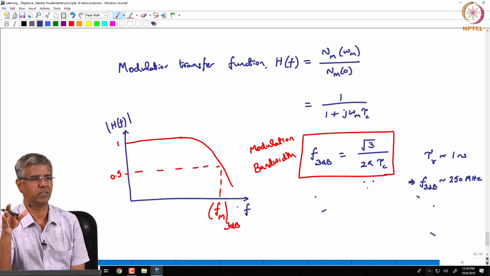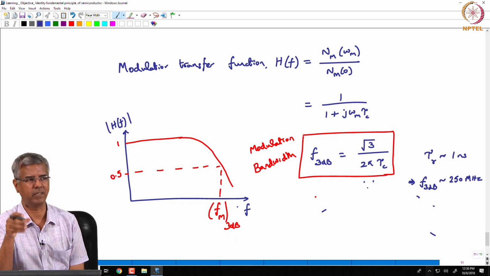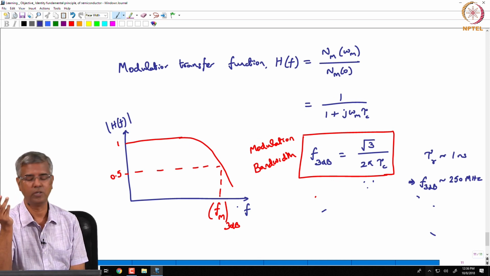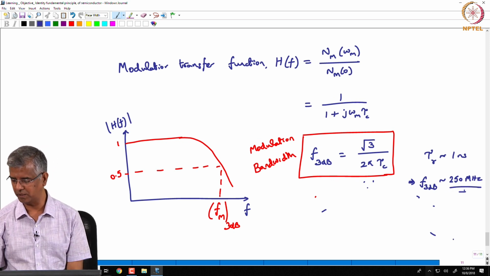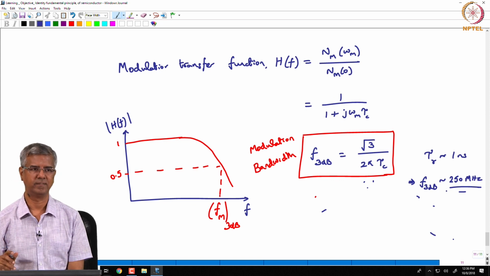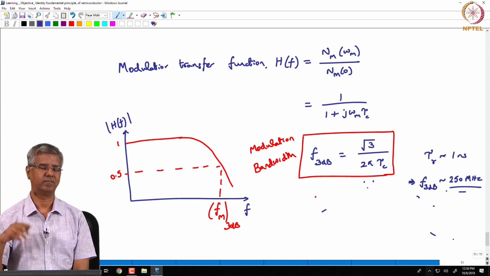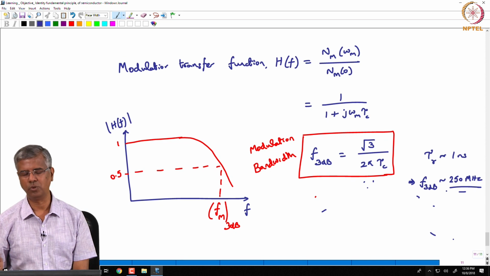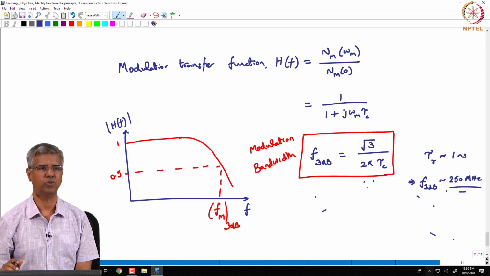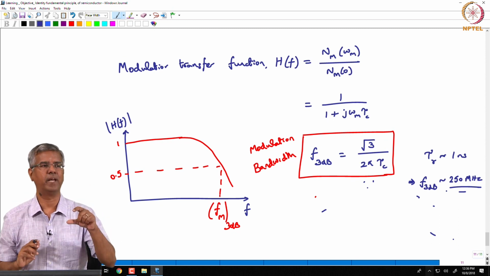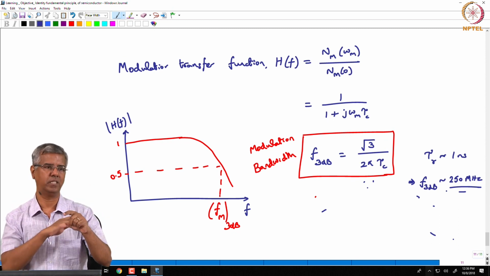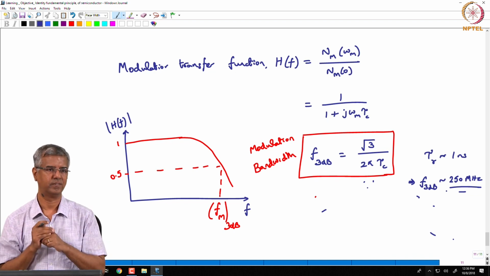You can just beat with a 60 gigahertz local oscillator, and you can extract that modulated component, and that is how they are planning to do communication. So, when we say that the 3 dB bandwidth is 250 megahertz, that just says that at 250 megahertz the modulation transfer function is 50%. So, only 50% of my light is actually modulated, rest of it is actually a DC level, okay.